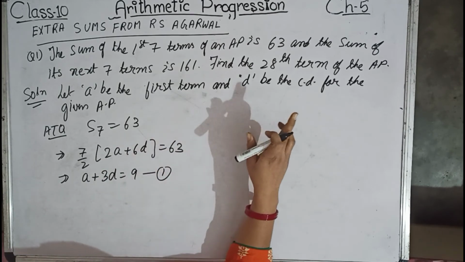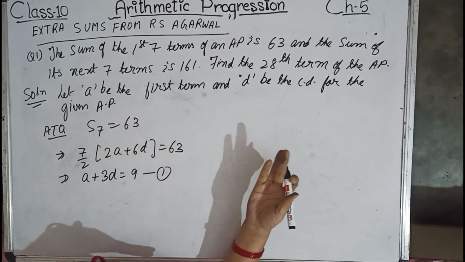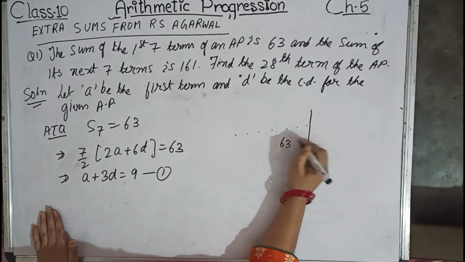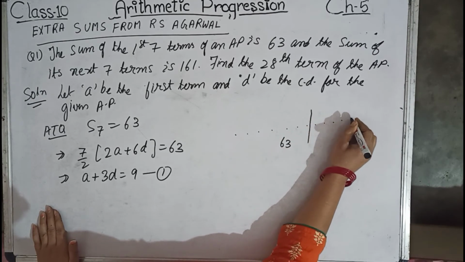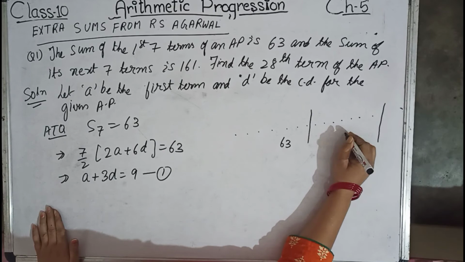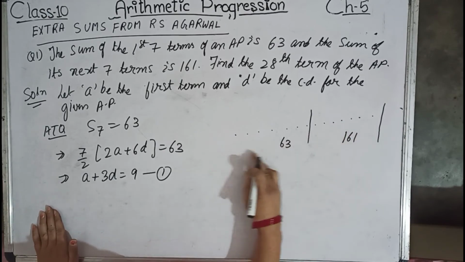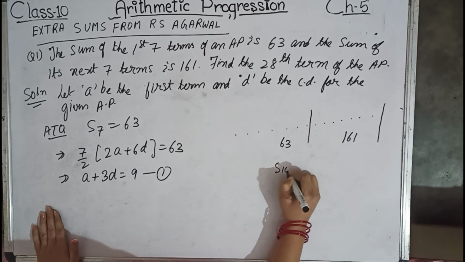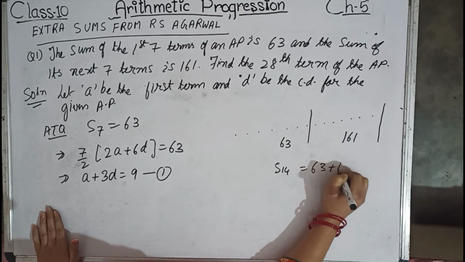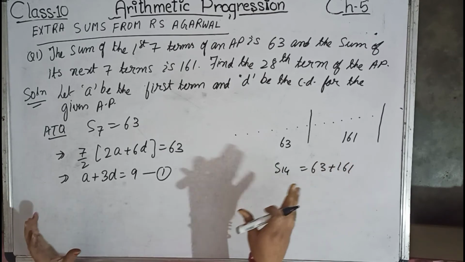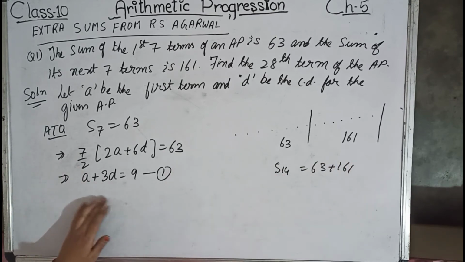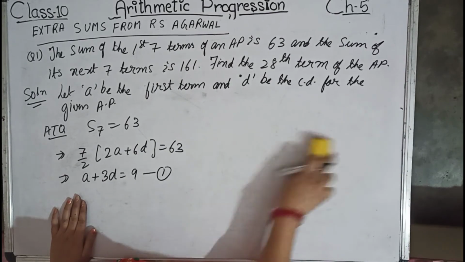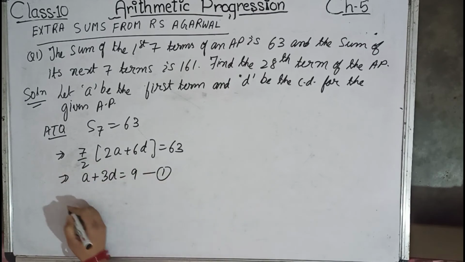Now the other condition is given: the sum of its next 7 terms. So 1 2 3 4 5 6 7, till here the sum is given as 63. And then 1 2 3 4 5 6 7, this sum is given as 161. So if we count all, that is 7 plus 7, the sum of the 14 terms will be equal to 63 plus 161. This only is a new concept of this sum which I had to discuss with you. If you understand this, the sum is as usual which we were doing.